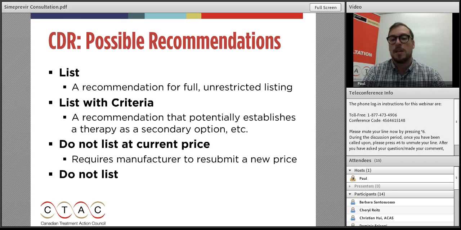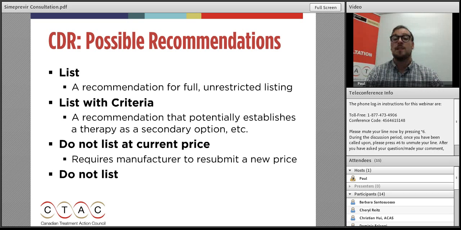More often, what happens in the hepatitis C and HIV fields is this second recommendation: list with criteria. What this recommendation means is that the CDR is going to recommend that public plans list a medication to be available under certain clinical as well as cost recommendations. And so I'm going to talk about Simeprevir, one of the current direct-acting antivirals that's available to treat hepatitis C, in just a minute, which received the list with criteria.